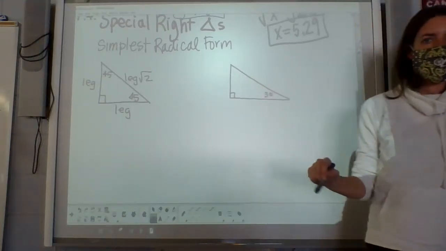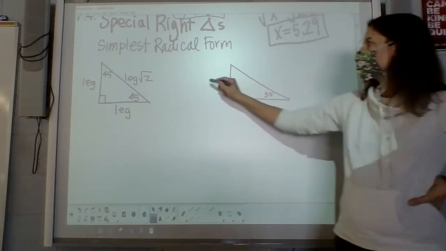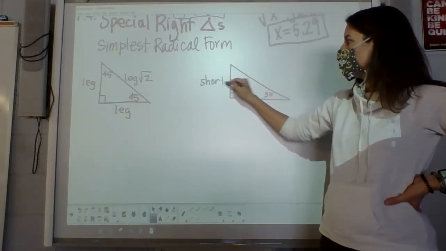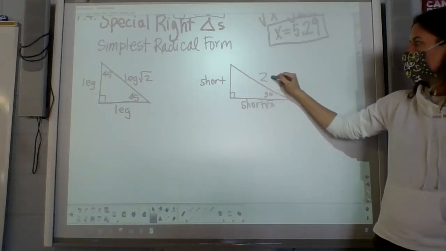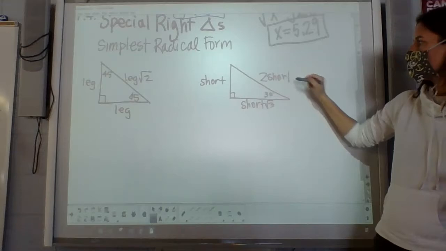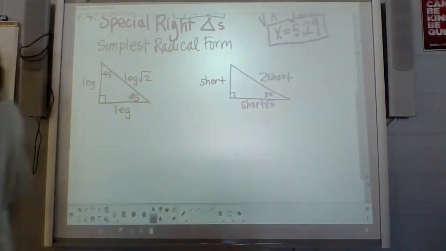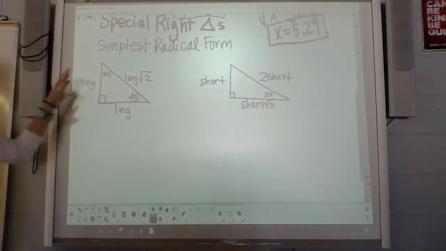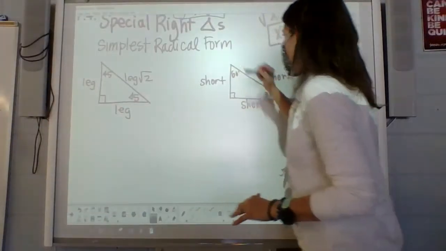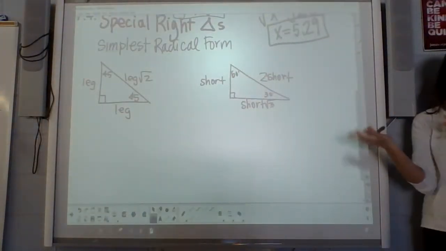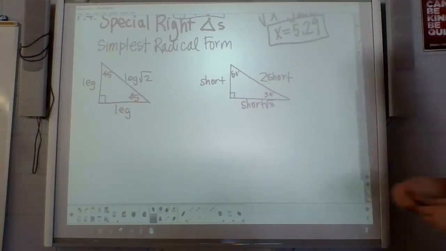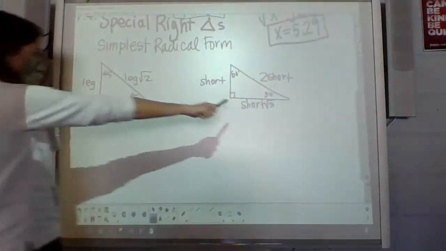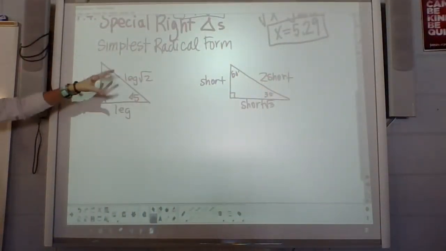And then there's also a 30, 60, 90. Now both of these you can do with trig, but it's not as quick. These really you could do hopefully without having to do much calculation at all. So I shouldn't need to see a ton of work for these. So it's short, 2 times the short, square roots of 3, and then we have leg, leg square roots of 2.